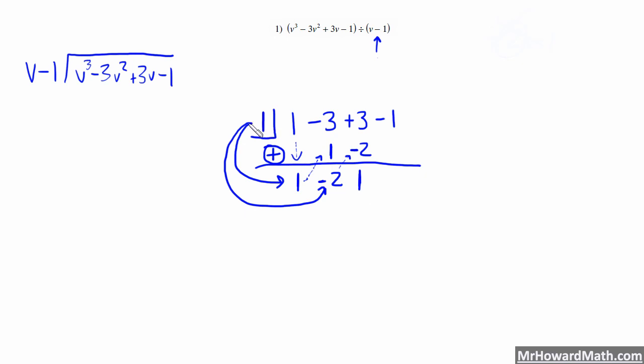Now I multiply these. So 1 times 1 is 1. That result goes right here. Now we have negative 1 plus 1 is 0. So we have a remainder of 0. Alright? So we're done when we get down to this last part. So we have a remainder of 0.